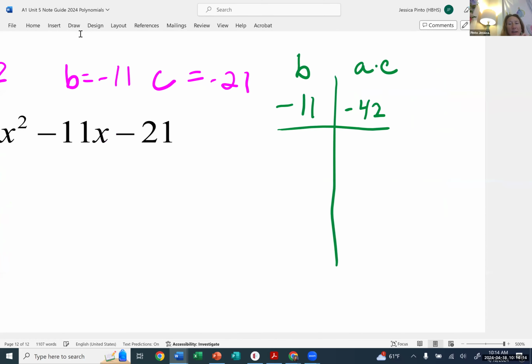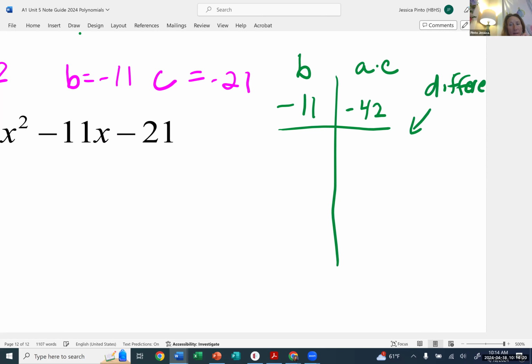So this means that we want the difference. The difference means we're going to subtract. I'm going to have a positive number multiplied by a negative number. To yield a negative, I want the bigger number to be negative. Does the combination jump out at you? So then we're going to be systematic.